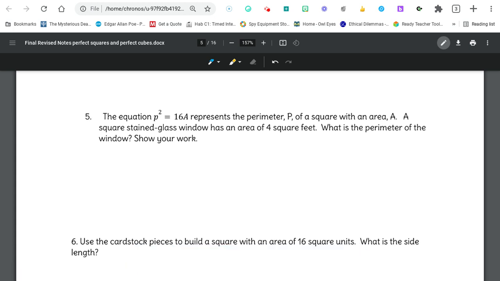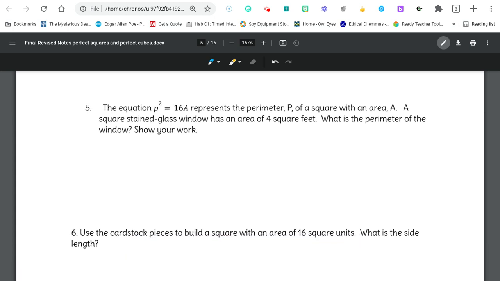So let's take a look at 5. 5 says the equation p squared equals 16a represents the perimeter of a square with an area a. Again, that's another formula problem. So write it down: P squared equals 16a. It should tell me what each one of those variables represents, so I know what I'm dealing with. P is your perimeter, and A is your area. Now, if you got two variables, they're going to give you a number for one of them, so let's be on the lookout for that.